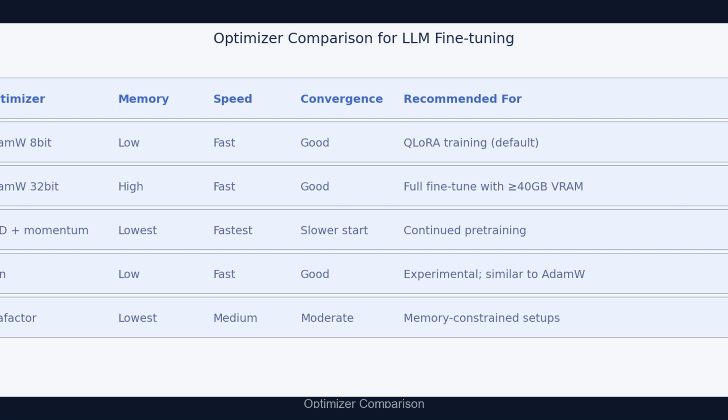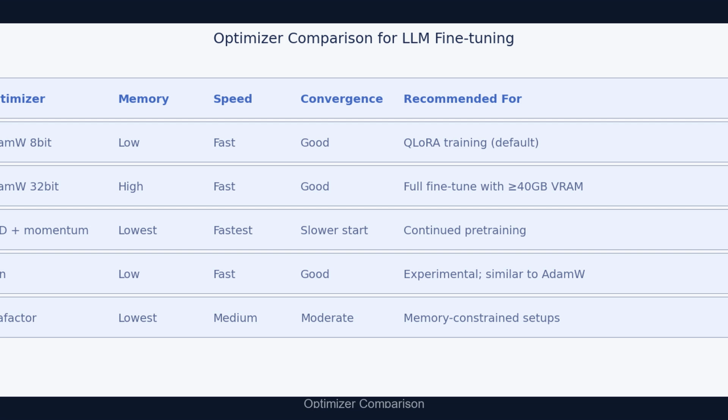Starting with AdamW 8-bit, it's low in memory usage and offers fast performance, making it an excellent choice for QLoRA training, which is commonly used. The AdamW 32-bit variant, while also fast, demands higher memory, so it's better suited for full fine-tuning operations when you have at least 40 gigabytes of VRAM available.